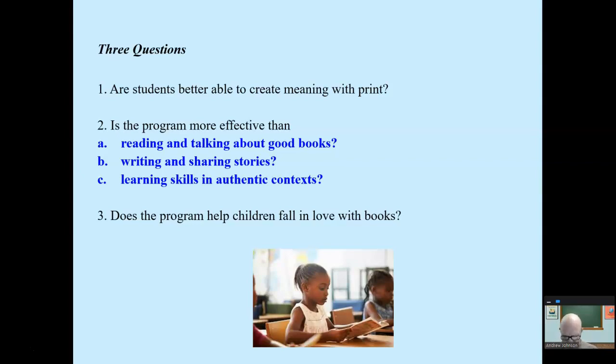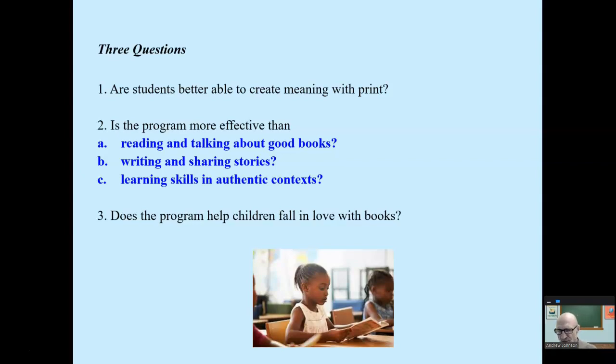Does the research-based blip-making reading program improve students' ability to comprehend and make sense of what they're reading? Over time, is the blip-making program more effective than reading and talking about good books, writing and sharing stories, and learning skills in authentic contexts? And that is the question.